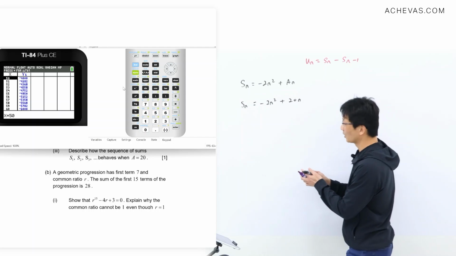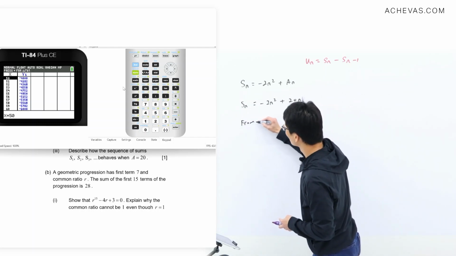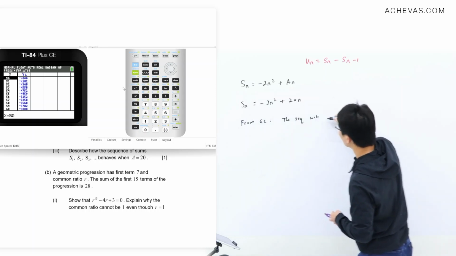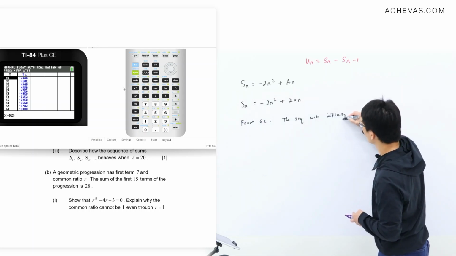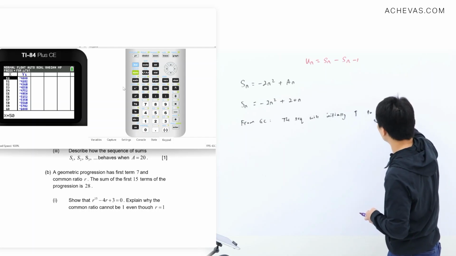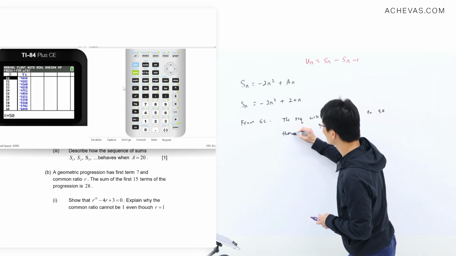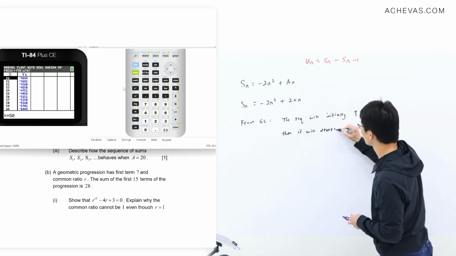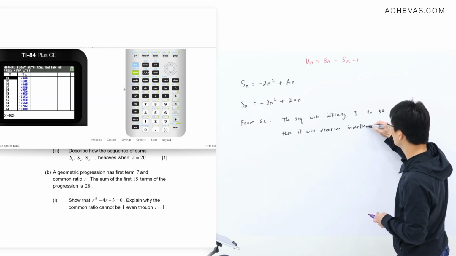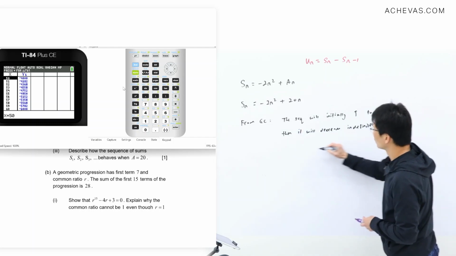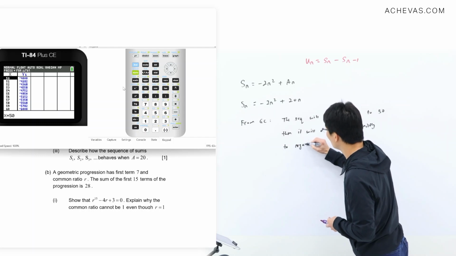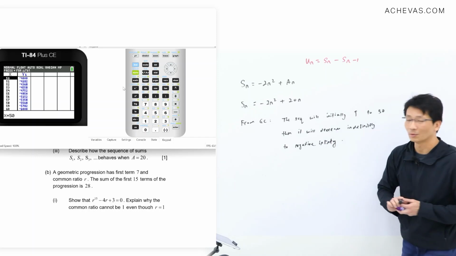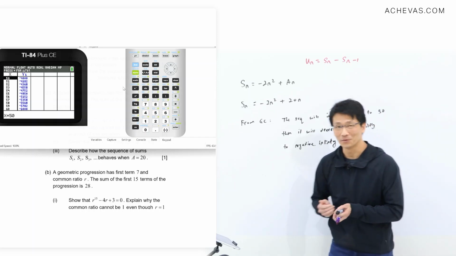Probably I'll just describe it as: from GC, the sequence will initially increase to 50, then it will decrease indefinitely to negative infinity. Right, this will be my description for the series.